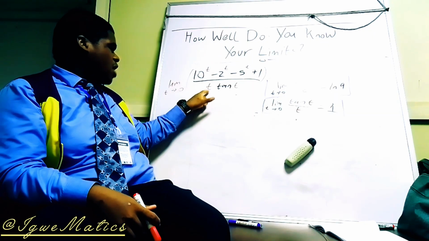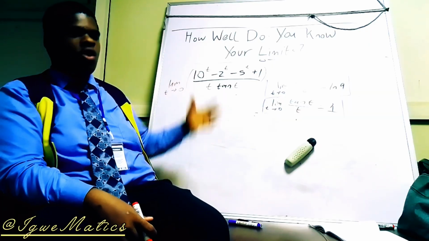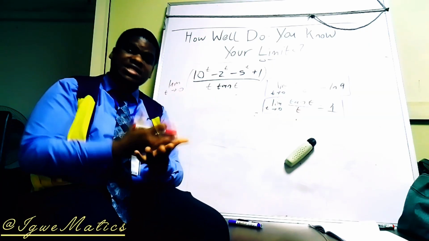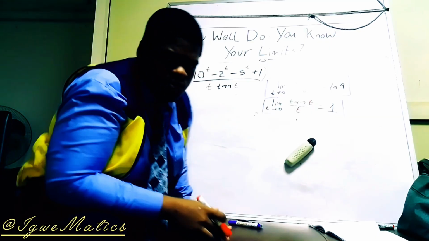If I put t equals 0 in the denominator, I'm going to have 0 times tan 0, which is 0 times 0, which is 0. So I have 0 divided by 0. So it's an indeterminate form. So L'Hospital rule will work here. Let's apply L'Hospital rule quickly.